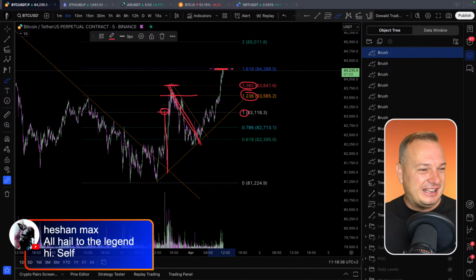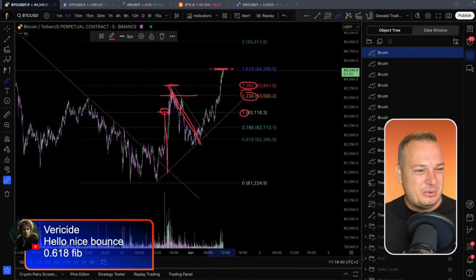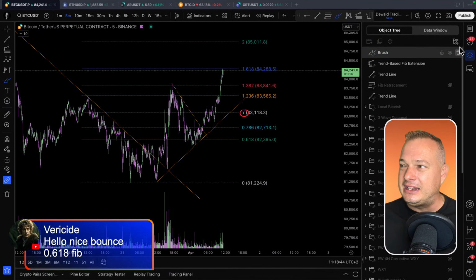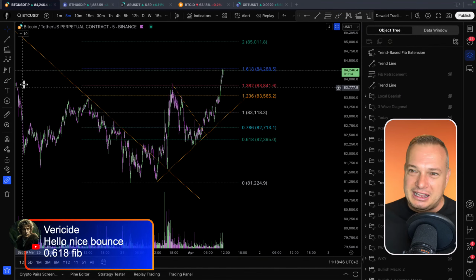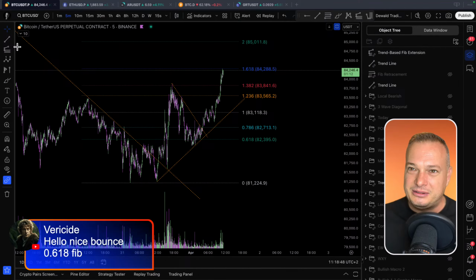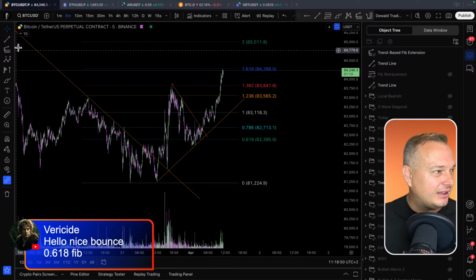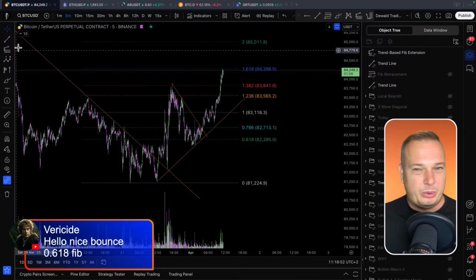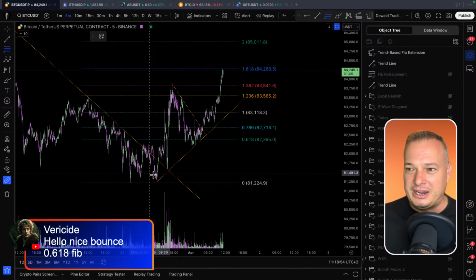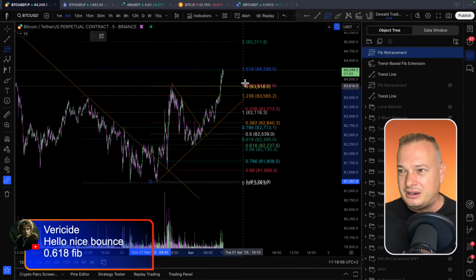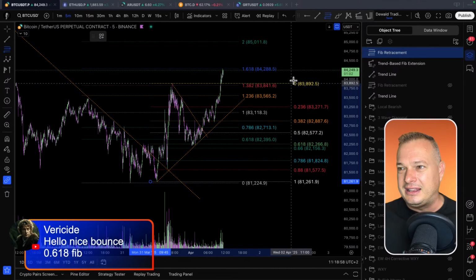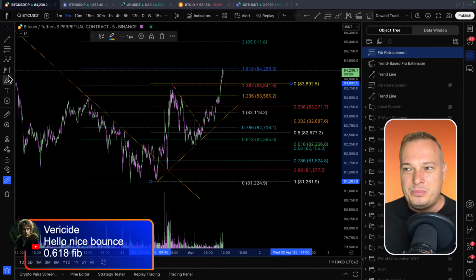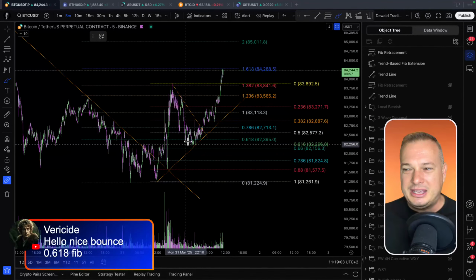Right. Hello, nice bounce from the 0.618 fib. Actually, I didn't even see that level, okay? But the reason I have this trend, so quite interesting what you're highlighting. Oh, yeah, Verizon. I'm not going to trip over myself trying to pronounce that. If you take a fib from the low to the high, ooh, yeah, look at that. Beautiful bounce, okay?